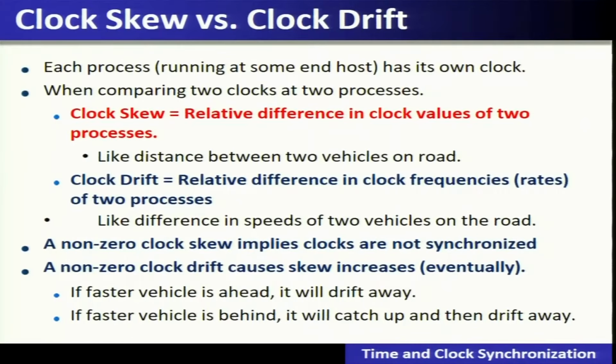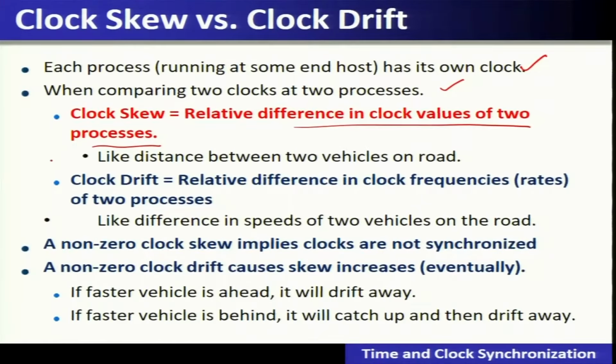Now, let us see the concept of a clock skew and clock drift. Each process which is running at some end host has its own clock, let us assume, without loss of generality. When comparing 2 clocks at 2 processes, the definition of a clock skew says that the relative difference in the clock values of the 2 processes is called a clock skew. For example, if one clock is saying 3 o'clock, the other clock is saying 3:30. The difference of these 2 clock values, that is 30 minutes, is called a clock skew.